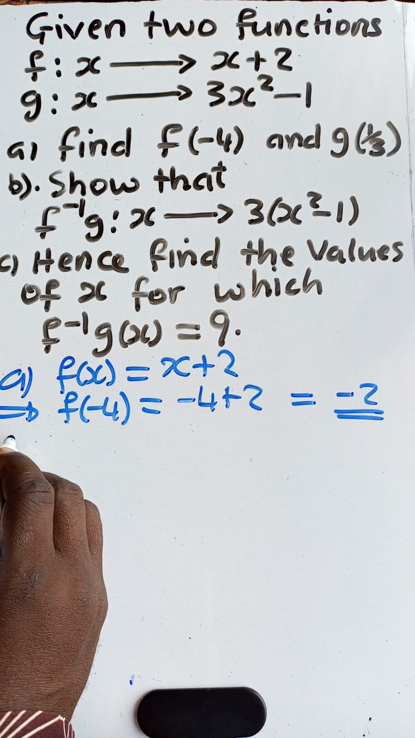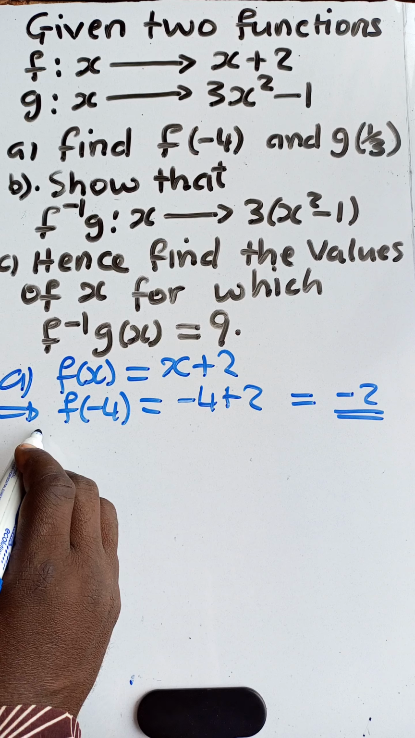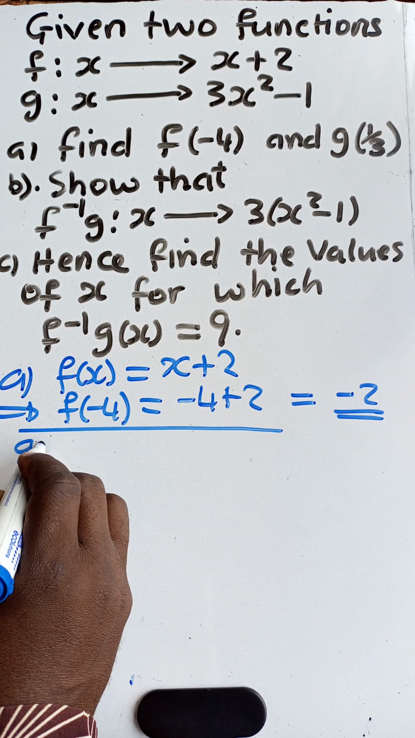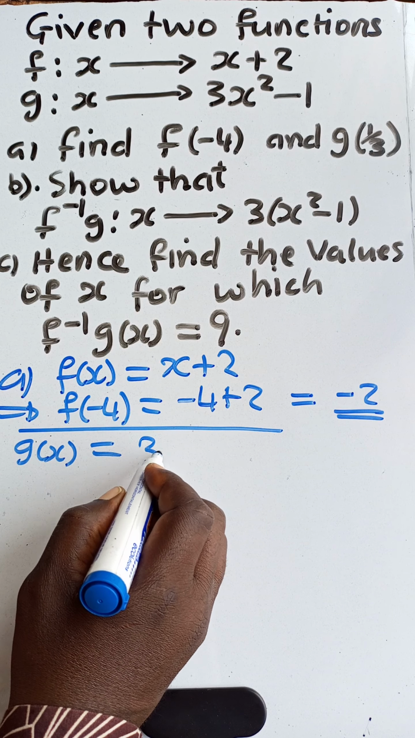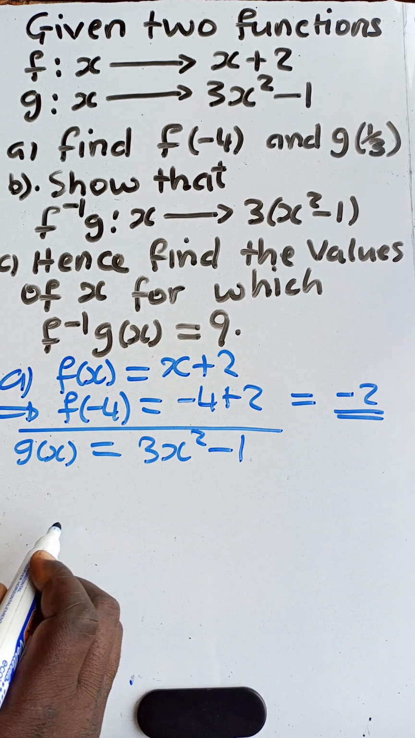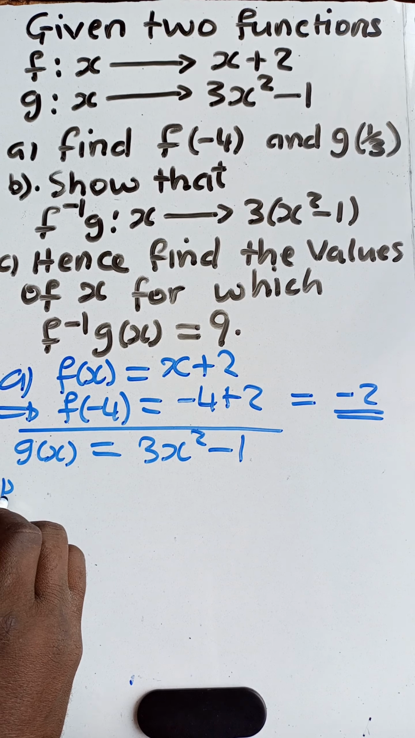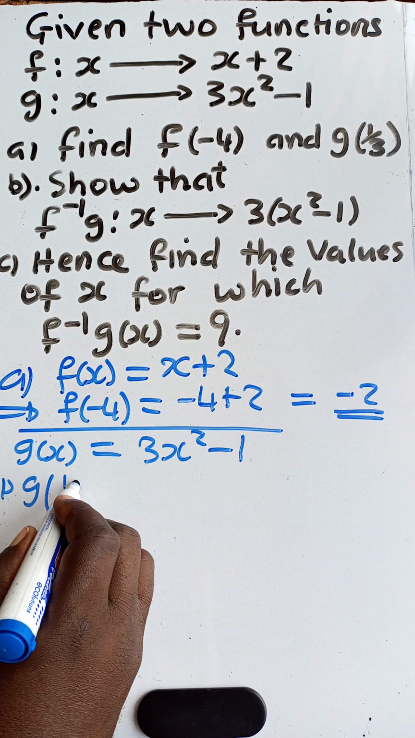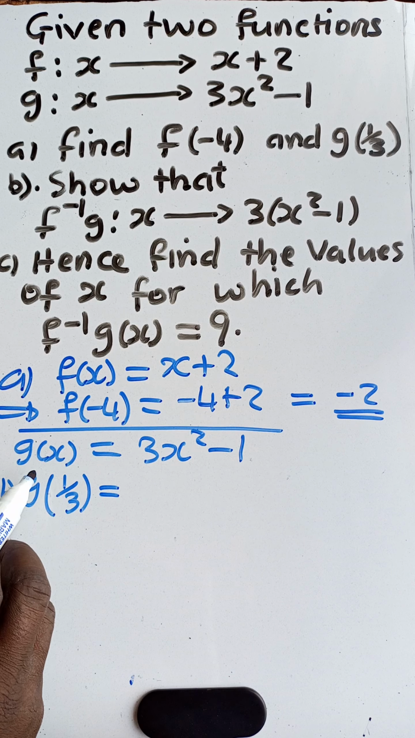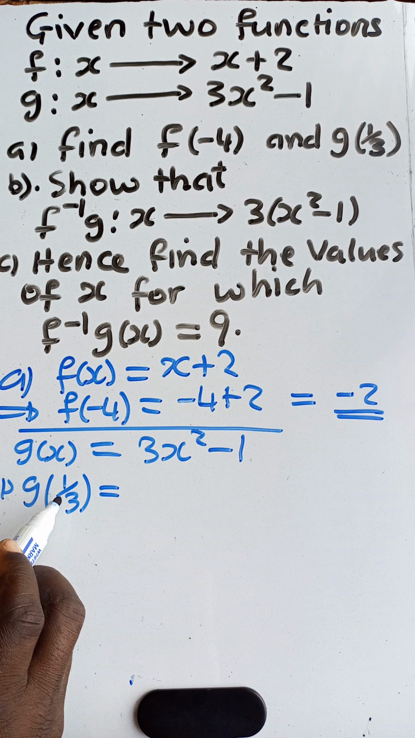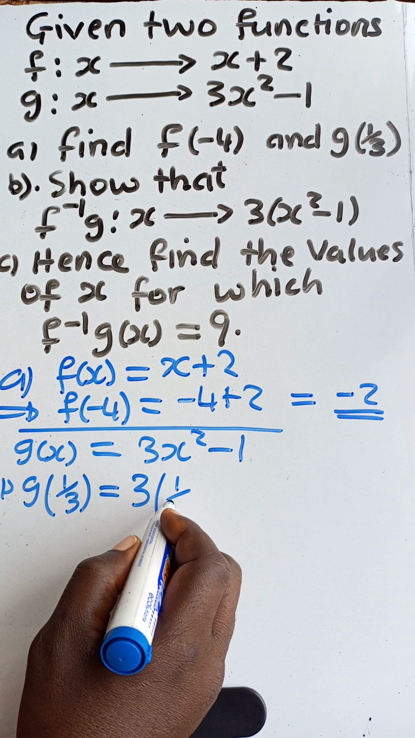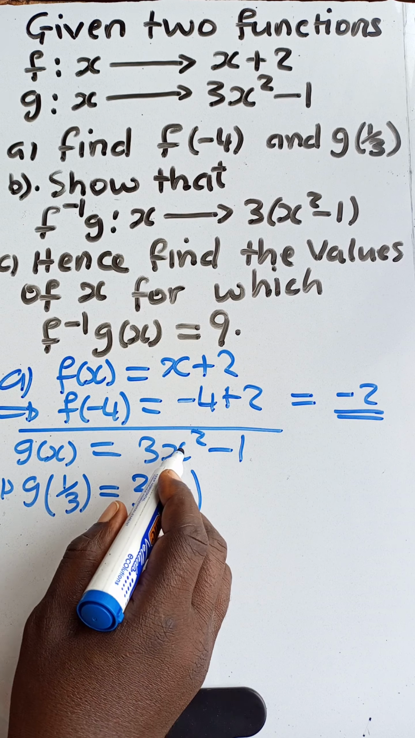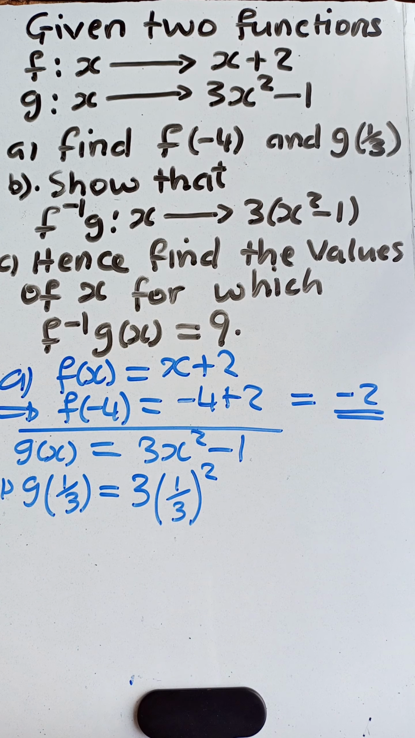Then we also have g of x. The function g of x is 3x squared minus 1. Therefore, g of 1/3, we do the same thing. We replace x with 1/3 in that expression. So we have 3 into 1/3. Pay attention, x here is squared. So we square and then minus 1.